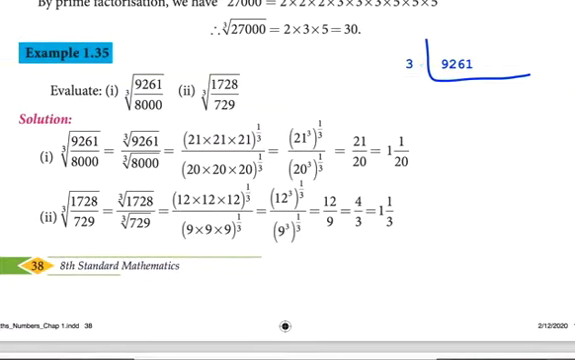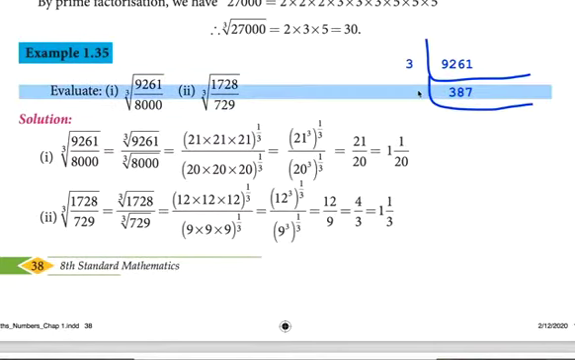Now I have to draw a line. How much will it be? 3 3s are 9. 3 9s are 27. 3 8s are 24. 3 7s are 21. So 387 is remaining. Again, add them up: 18. So it will again go by 3. So 3, I'm writing it here.